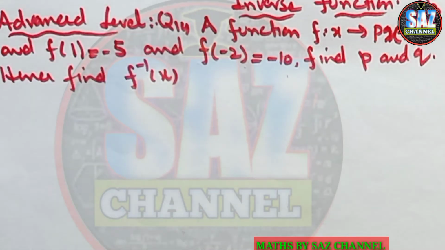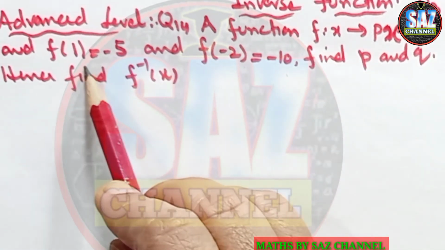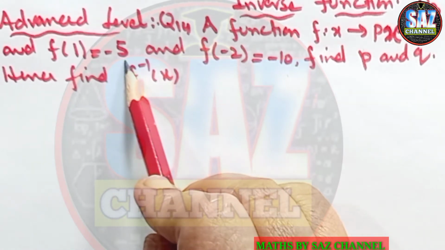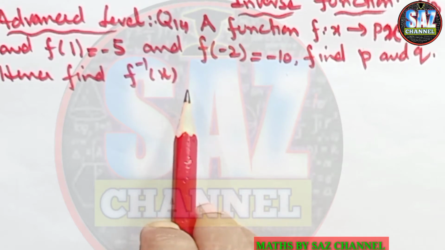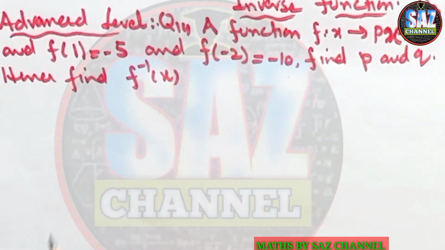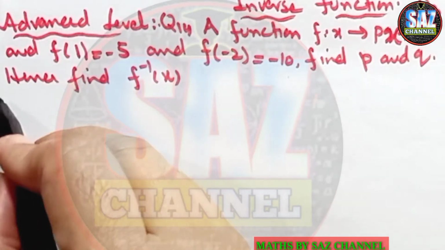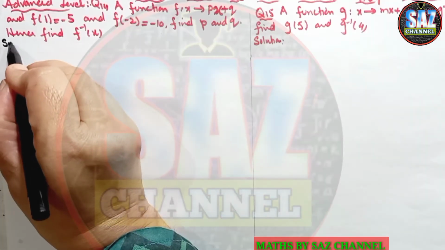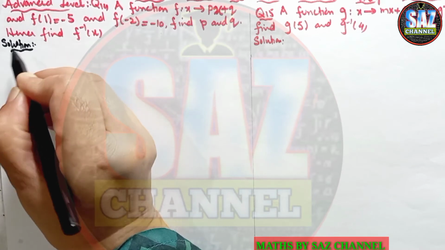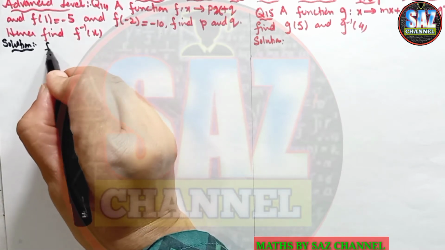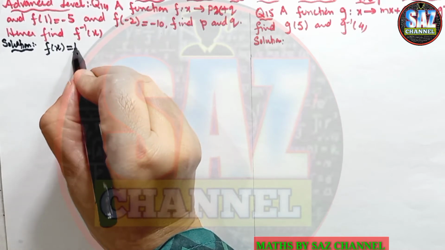Question says a function f such that x gives us px plus q, and f of 1 equals minus 5 and f of minus 2 equals 10. Find values of p and q and hence find f inverse of x. Let's move to the solution of the question. The given function is f of x equals px plus q.